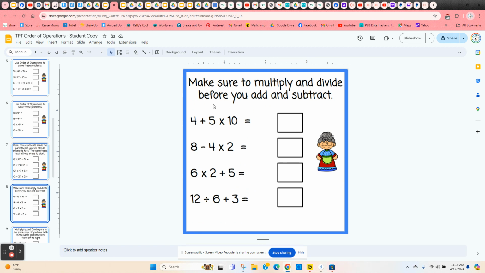Now here they're going to multiply and divide before they add and subtract. So on these first two problems, they're going to multiply first. The last two problems, they're going to multiply or divide first.